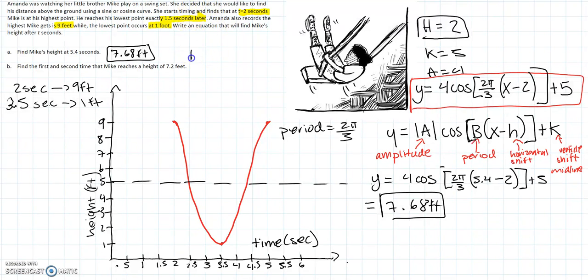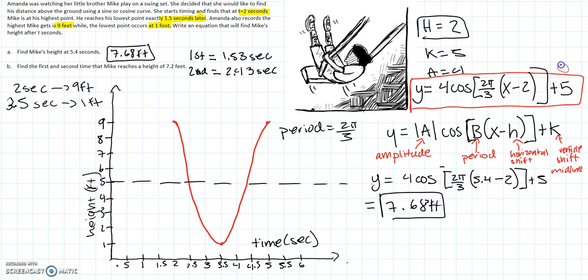The first time it reaches 7.2 is at 1.53 seconds, and the second time is at 2.43 seconds. So to conclude, we found our first question, which was to find an equation, which is here.